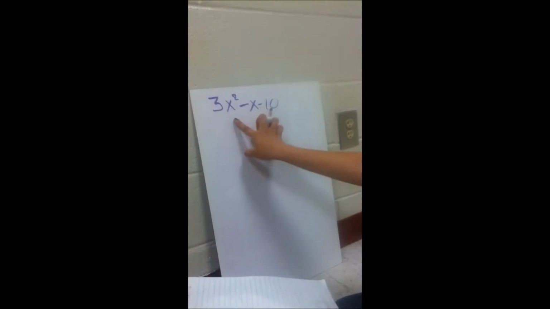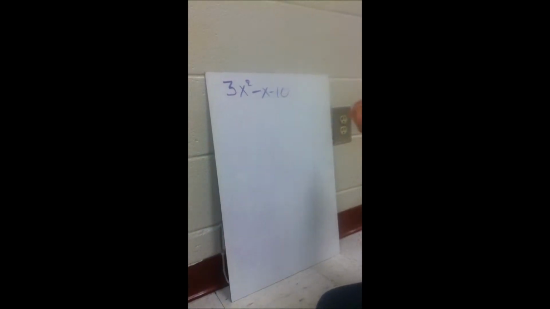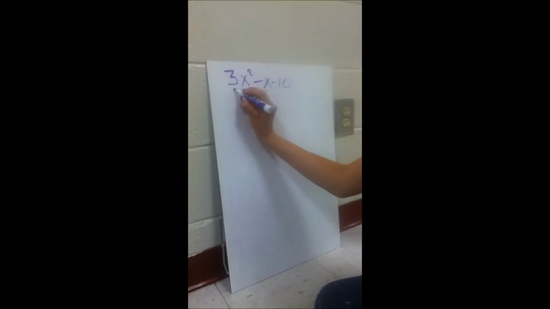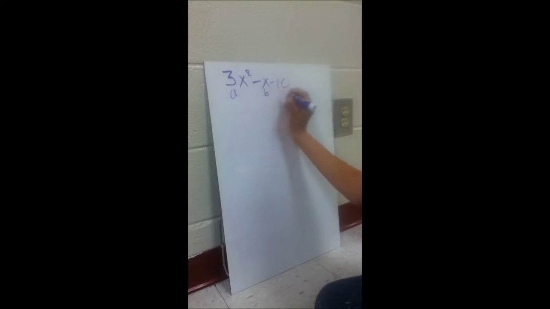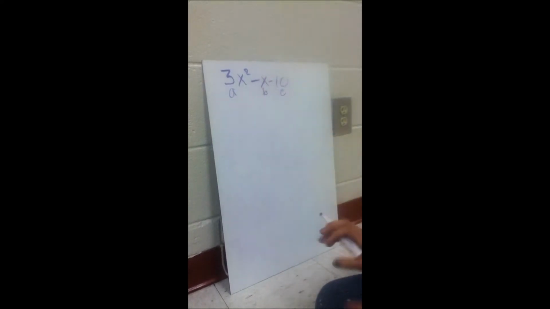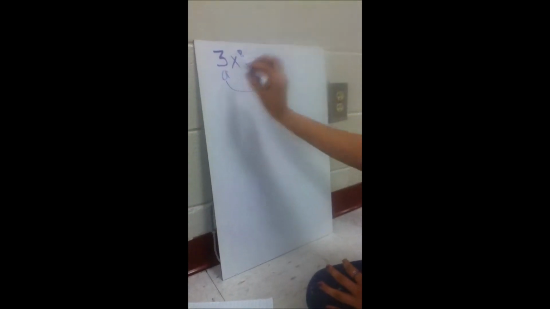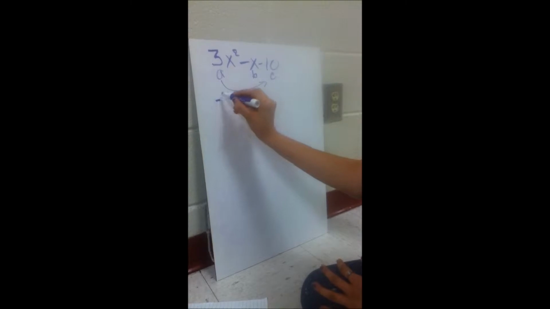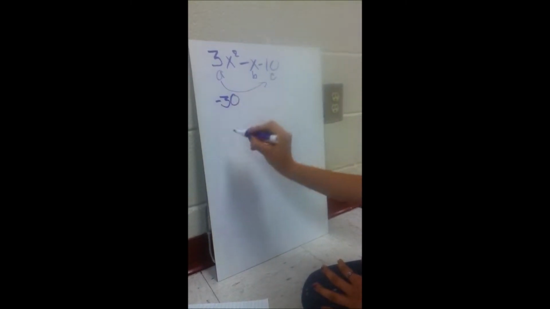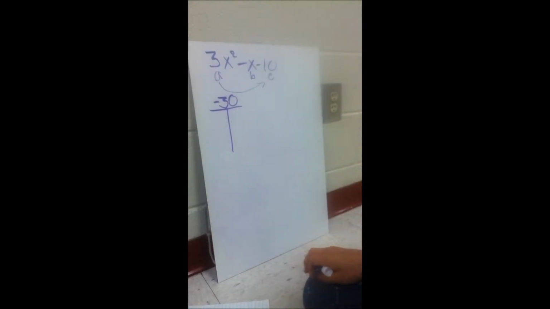This is our first equation. It's 3x squared minus x minus 10. And first you have to label your A, B, and C. And the first step you want to do here is multiply your A times C. So that equals negative 30. And now you have to get the common factors that multiply to negative 30.